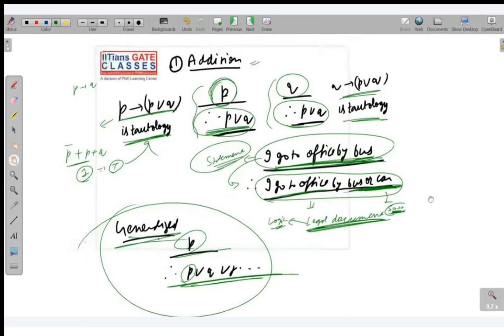So I hope I have made the point clear. Please take a snapshot or something. I will jump to the next slide now. This is the rule of addition. So now I am jumping to the next slide.